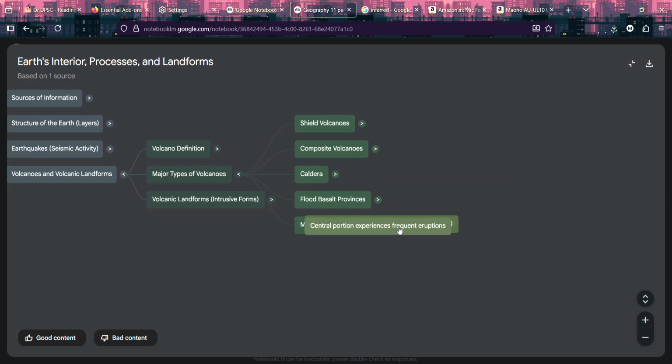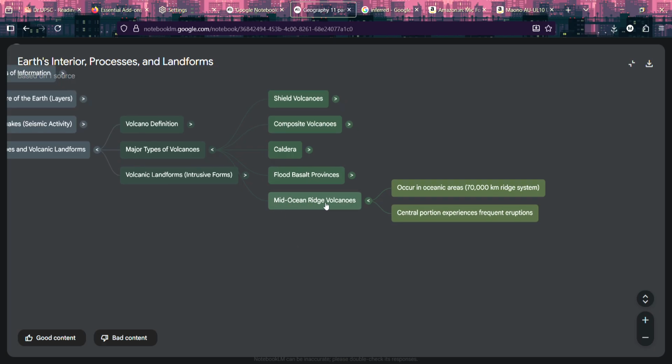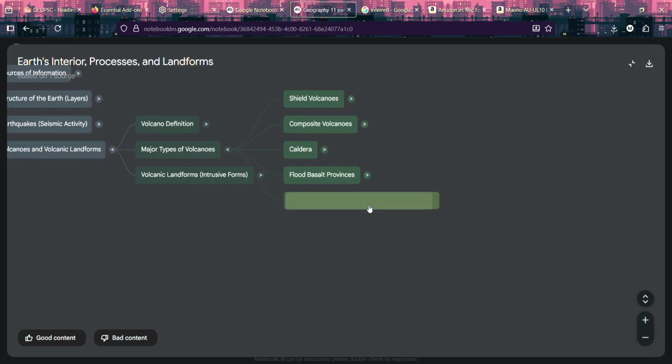Lastly, mid-ocean ridge volcanoes occur in oceanic areas, along a 70,000 kilometer ridge system. There is a system of cracks in the ocean floor that spreads across the earth, about 70,000 kilometers. The central portion experiences frequent eruption. We don't know exactly, as it's much deeper in the ocean, how frequently the eruptions occur. But seismography helps.